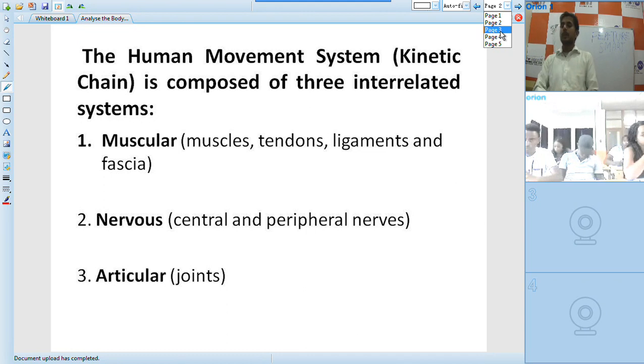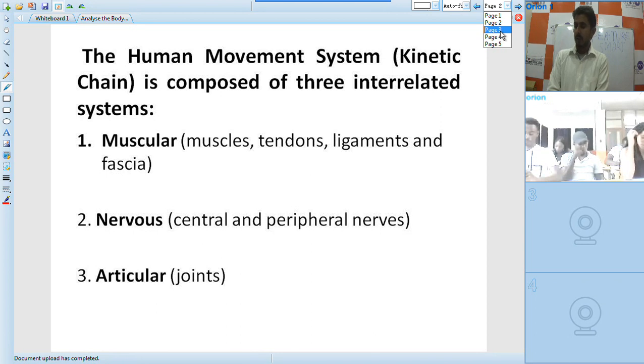Then comes the articular, the different body joints which are connected to the muscles or the bones, which help the body in movement, like we move or we act or we perform on a daily basis with the help of that movement via the different body joints.